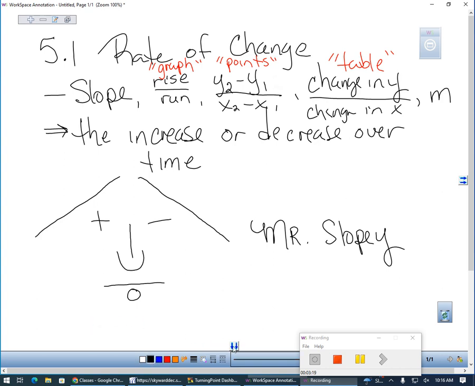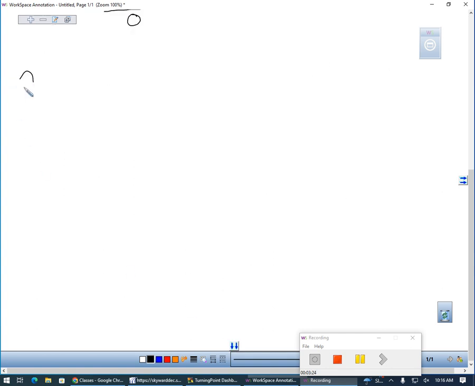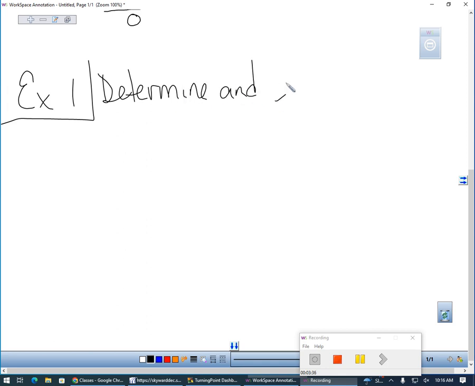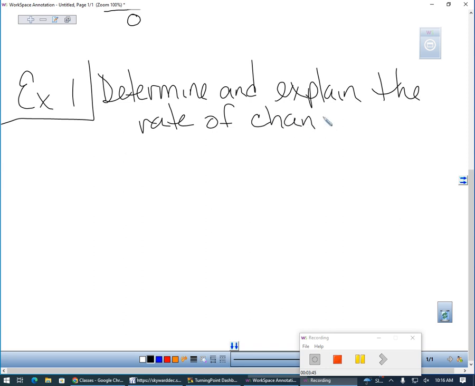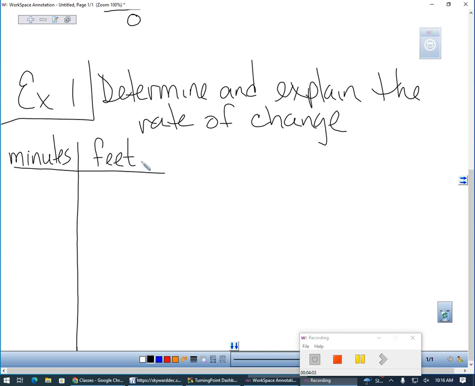All right, so we are going to actually jump in with example number 1. For example number 1, I want you to determine and explain the rate of change. And we're going to start off by doing it with a table. So in my table on the left is my independent side, and I'm going to call this side minutes. On the right, I'm going to label it as feet. That's my dependent side, right?